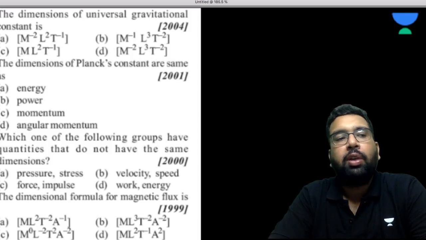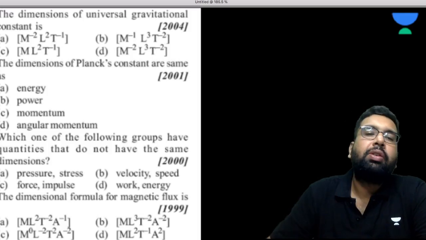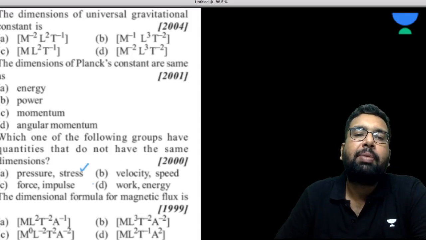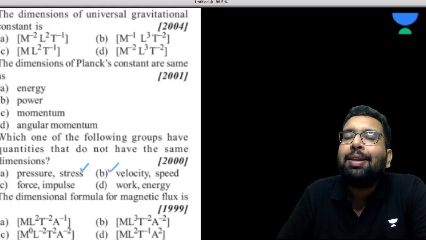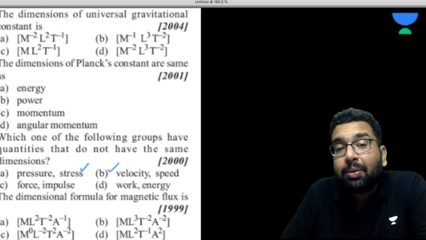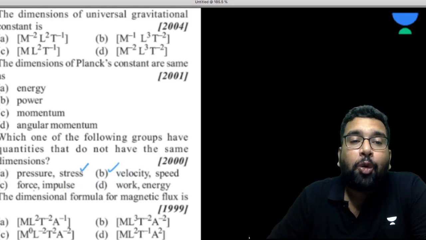Which of the following groups have quantities that do not have the same dimensions? Pressure and stress have the same dimension. Both are force upon area. Velocity and speed have the same dimension: displacement per unit time, distance per unit time. Force and impulse.